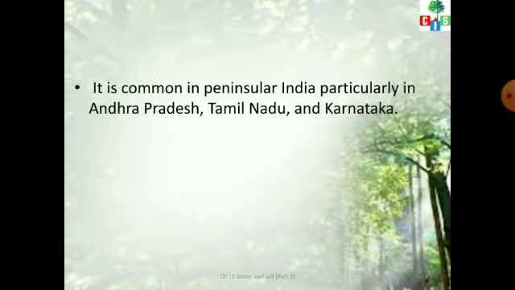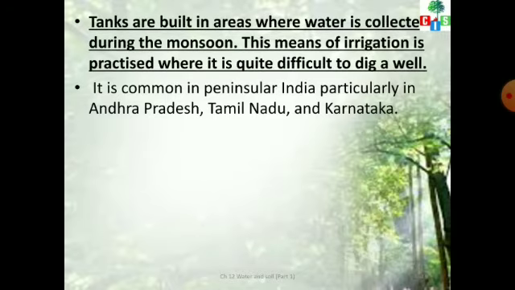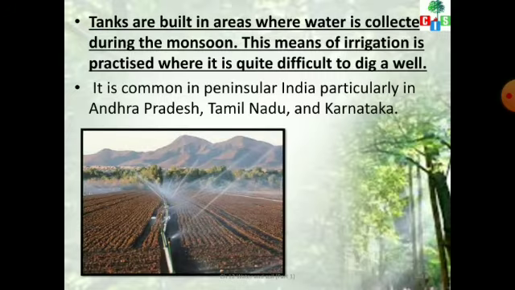It is common in peninsular India, particularly in Andhra Pradesh, Tamil Nadu, and Karnataka. Now, tanks. Tanks are built in areas where water is collected during monsoon. This means of irrigation is practiced where it is quite difficult to dig a well. The place where we cannot dig the well, what can we do? We can store the rainwater. Tanks can store the rainwater during the monsoon, and when there is no water available, we can use the tank water for irrigation purposes.